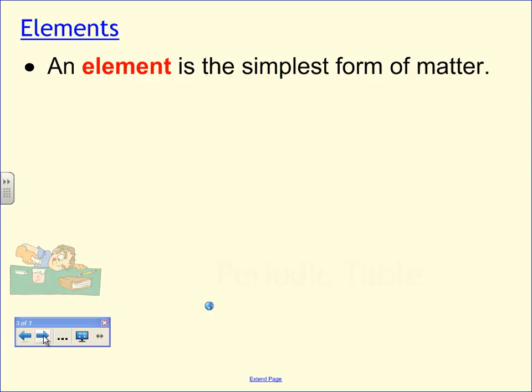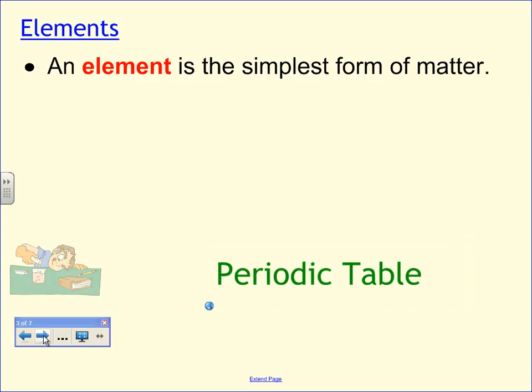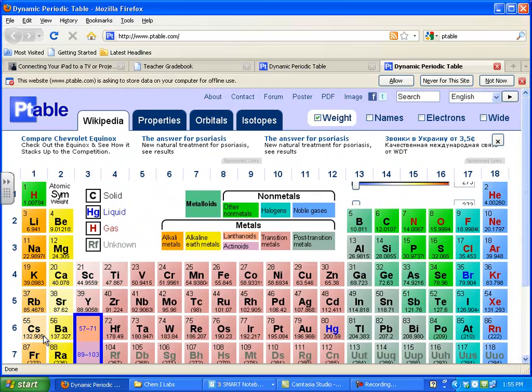One of the biggest categories of pure substances for us is elements. Elements are basically the simplest form of matter. We're going to talk a lot more about breaking that down in a little bit. So how do you know if something's an element? Well, the simplest way is that if it's on the periodic table, then it's an element.